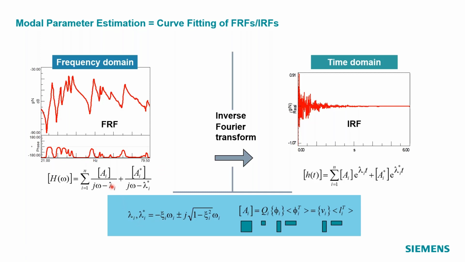So here in the denominator, you find lambda, and lambda is a complex number. It's a pole of the system, and a pole basically contains the damping ratio and the natural frequency of the mode as additional parameters. You also have a matrix here, the A matrix, and that decomposes into a scaling factor and then a mode shape times its transpose. So this is really the deformation of the structure at a certain frequency.